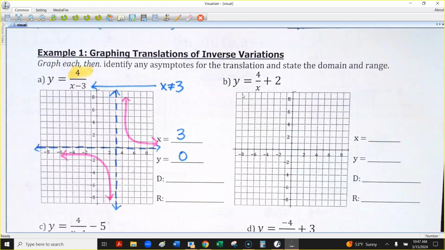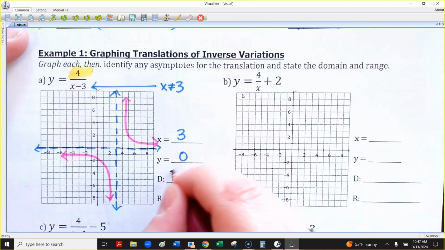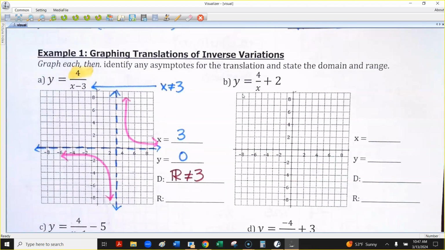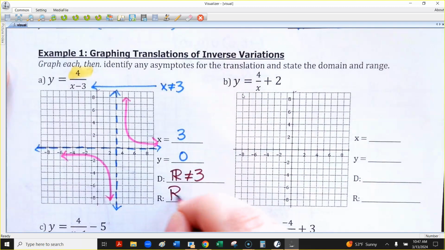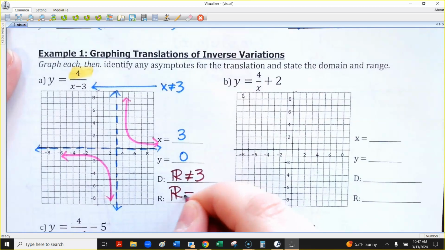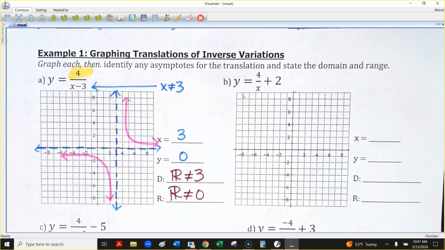For your domain and range, all you have to do for the domain, it should go with the x. It's all real numbers, but not 3, because that would cause us to divide by 0. And then for the range, all real numbers, you're getting really close to the x-axis, but you're not touching it, not going over it. So your y value will never hit 0. That's all you have to do.